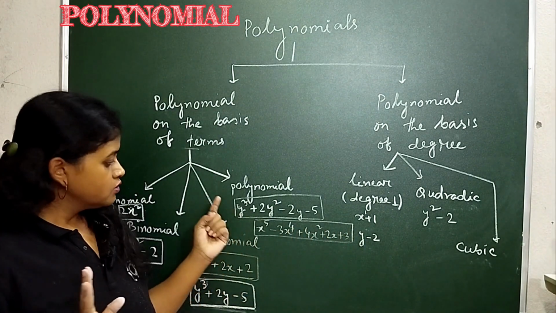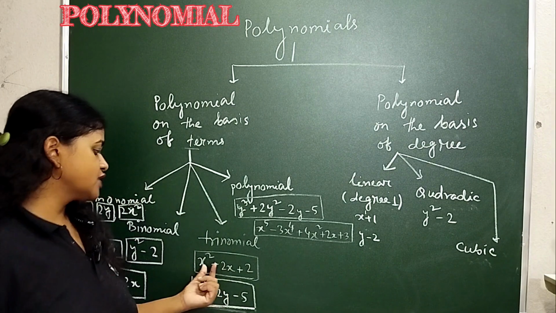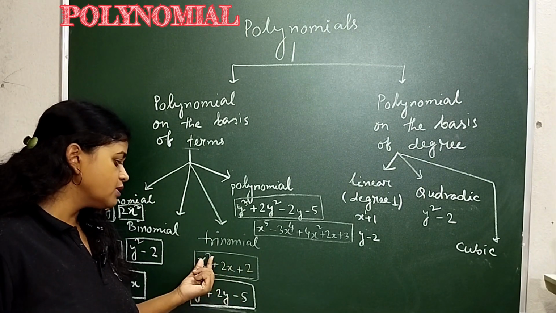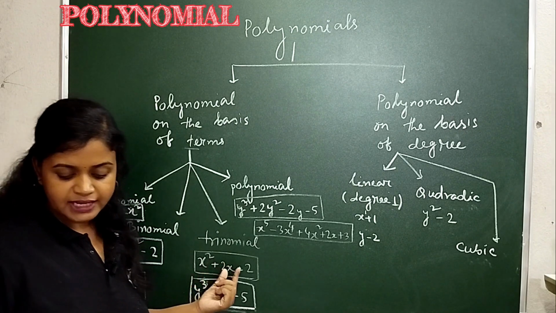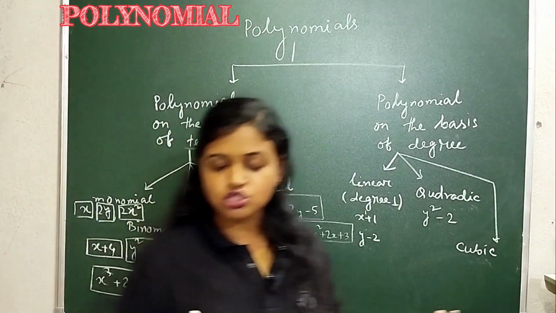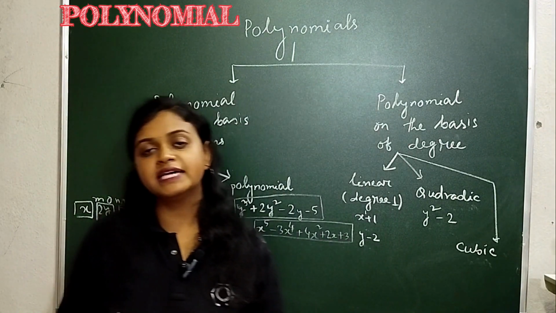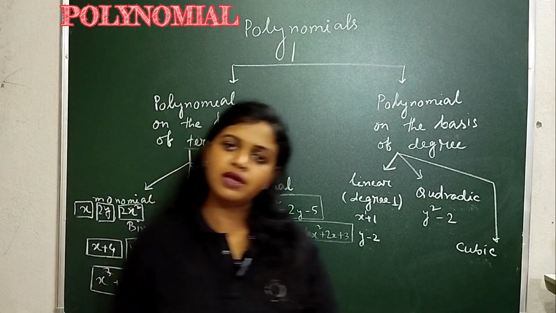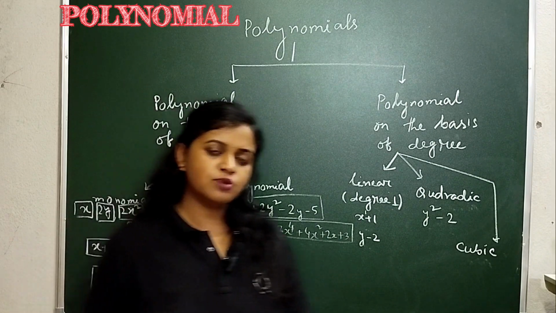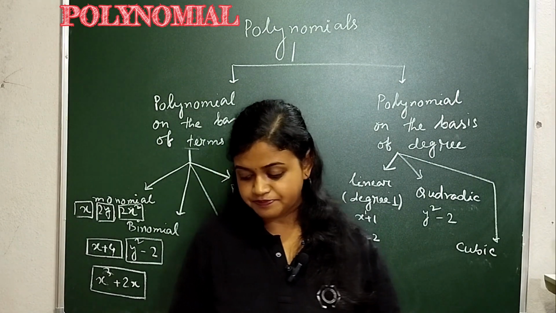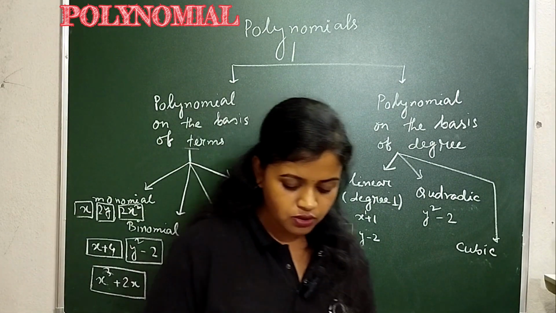For this polynomial, x square plus 2x plus 2, the degree is 2, so the zeros should be 2. Am I clear? If the degree is 1, the polynomial has 1 zero. If the degree is 2, it has 2 zeros. If the degree of the polynomial is 3, then it has 3 zeros.